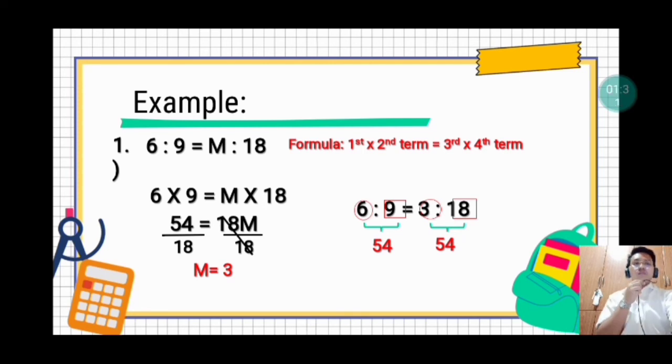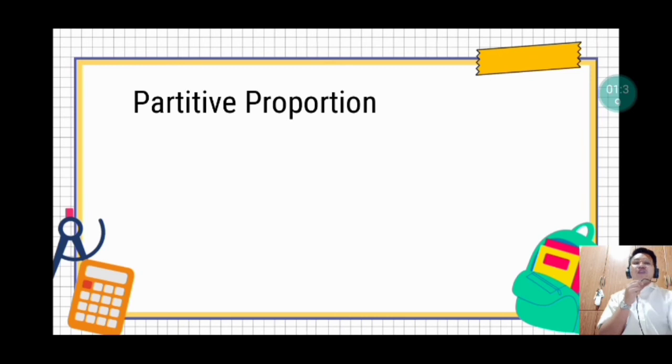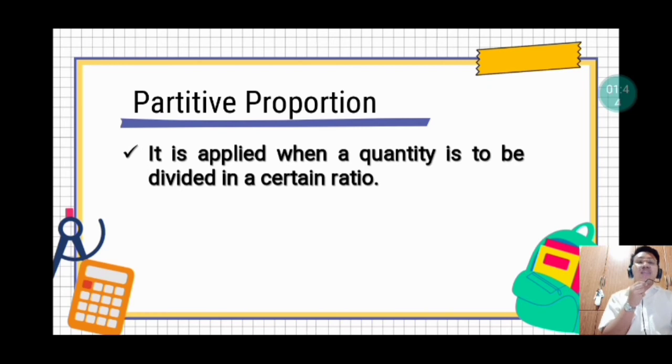Alright, good job! So now, let us proceed to the last type of proportion, which is the partitive proportion. When we say partitive proportion, it is applied when a quantity is to be divided in a certain ratio. Okay. Sa malinaw na pagpapaliwanag, class, ang partitive proportion ay ginagamit sa paghahati-hati ng kabuuang dami ng mga bagay sa given amount ng ratio o sa hindi pantay na bilang o dami.